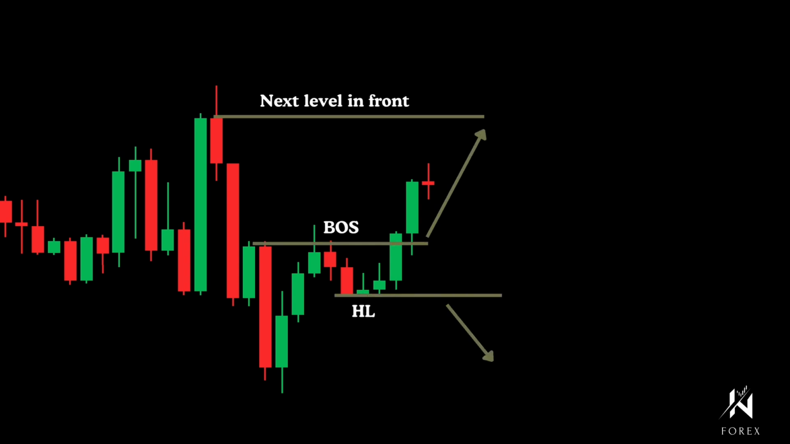However, if it breaks the higher low to the downside, we'll begin looking for short setups on the lower time frame until price approaches the next market structure level. Remember, everything we've covered also applies in a bearish context, so now, let's take a look at a bearish example.